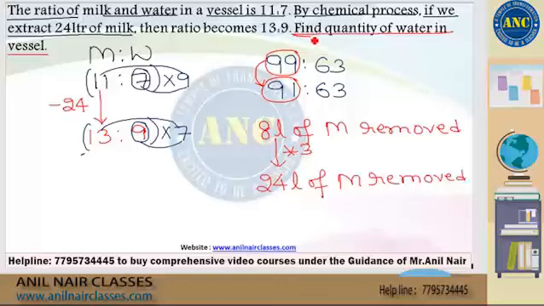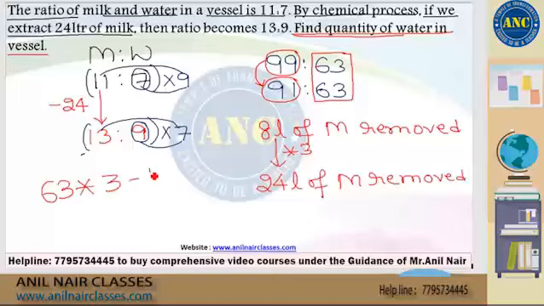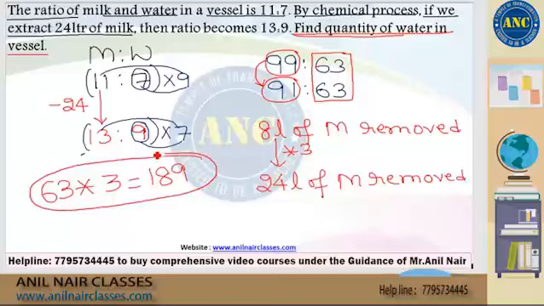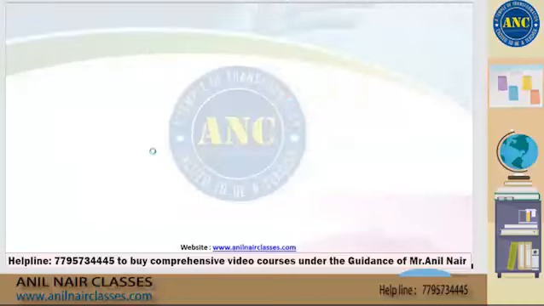Your question is, find the quantity of water in the vessel. Water quantity, in both the cases, is the same value, 63. That 63 also should be multiplied by the same multiplying factor 3. 63 into 3, answer is 189. Answer is 189. See the next question, sir.